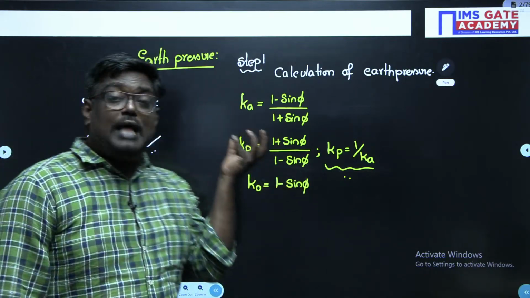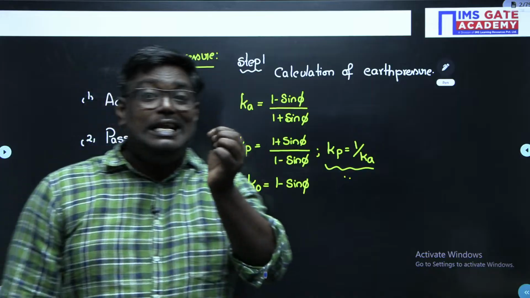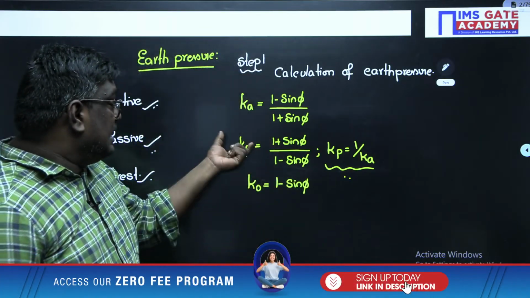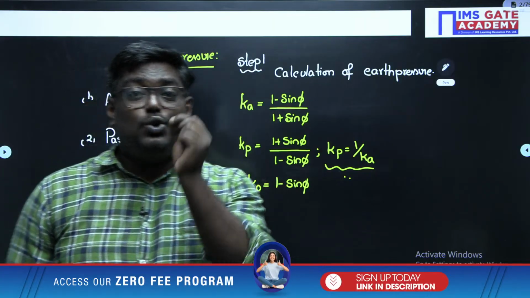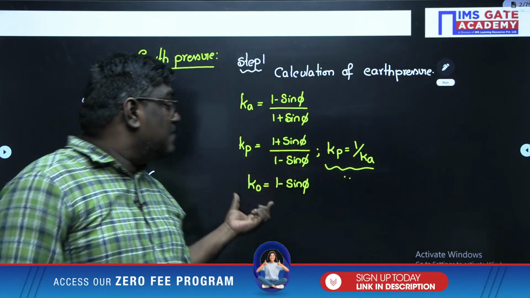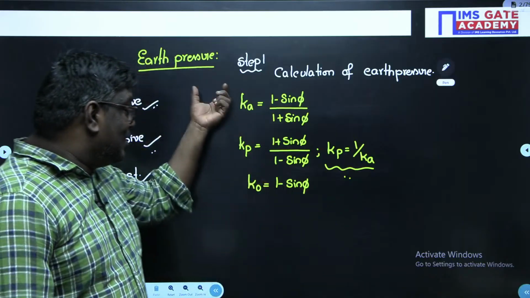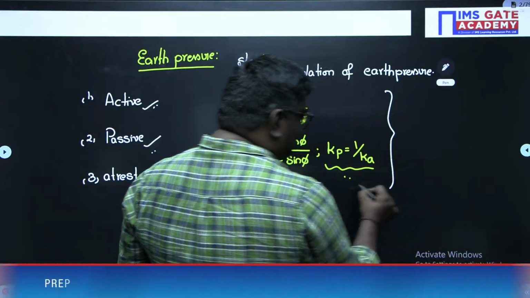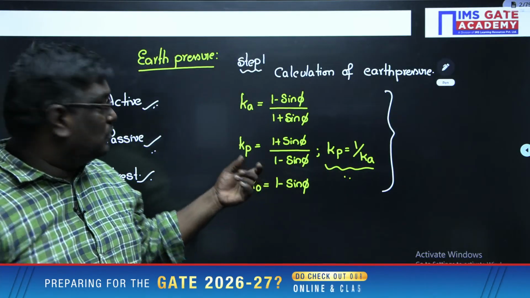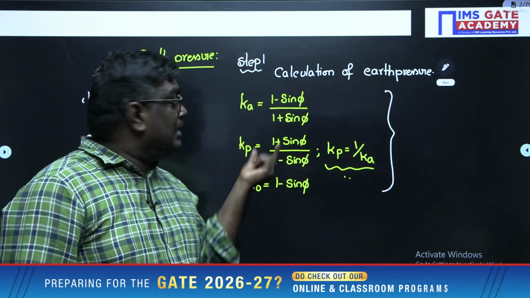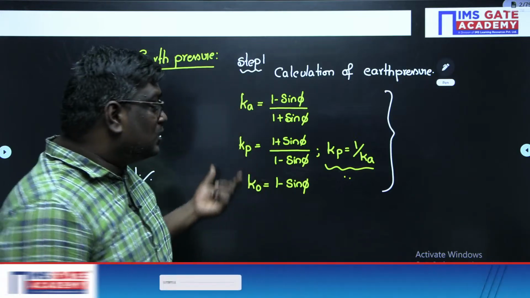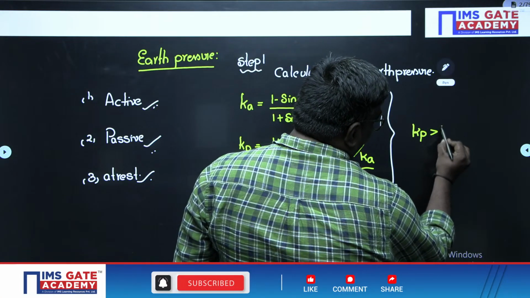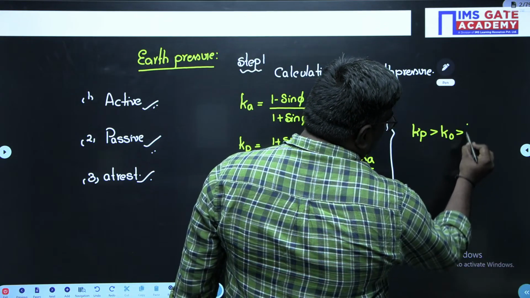When I talk about the active earth pressure, here the yielding of soil mass is due to stretching or tensioning. Here the yielding of soil mass is due to compression in the passive case. When there is no yielding of soil mass, we can say it is K0. And remember, if you see the mathematical order, the numerator is big for Kp when compared to the others. So mathematically you can write Kp greater than K0 greater than Ka.